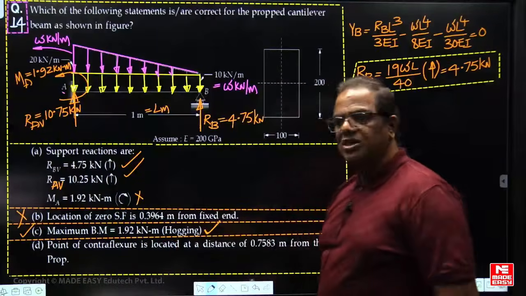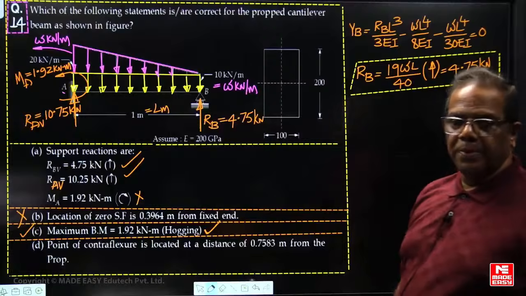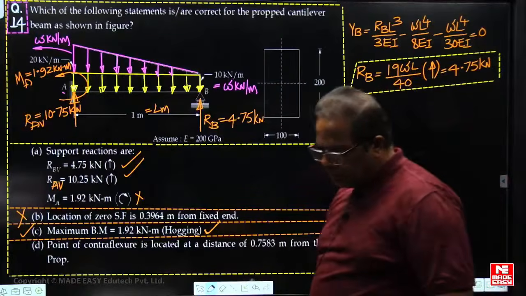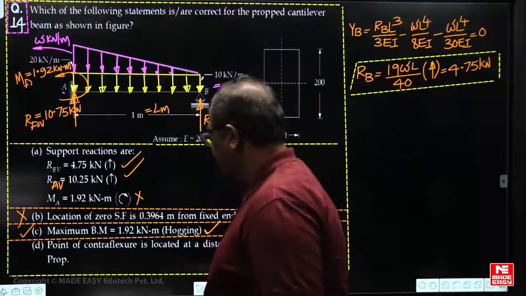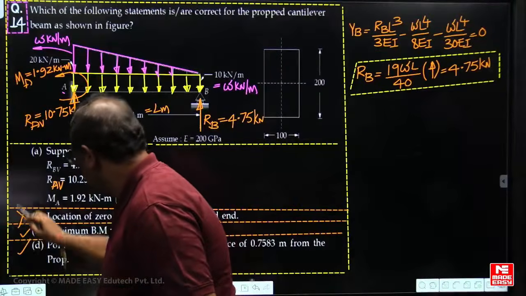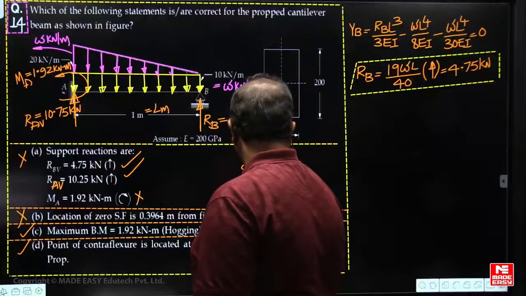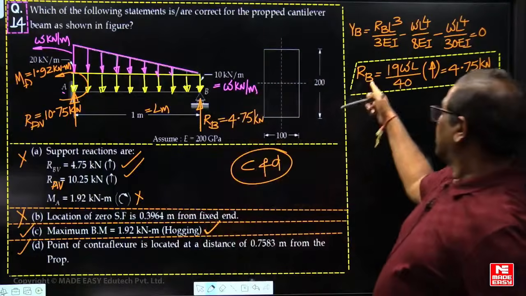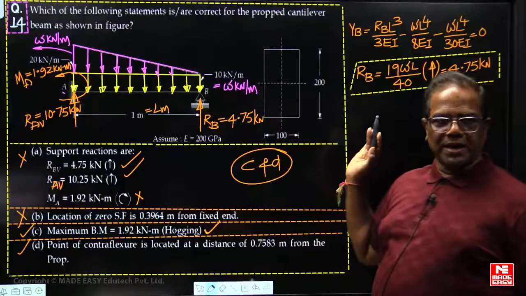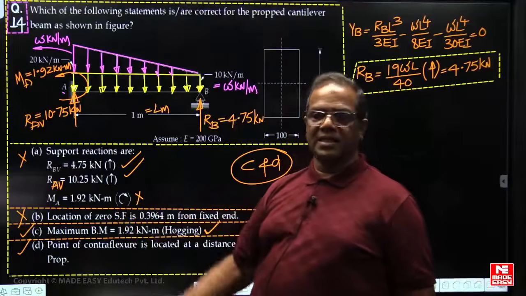Next, location of point of contraflexure 0.753 meter from the prop. You can check this statement. Correct. So this statement is correct now. The answers are what now? C and D. I completed only RB. Reactions I completed now. Why is the first statement wrong? Its direction was given wrongly.